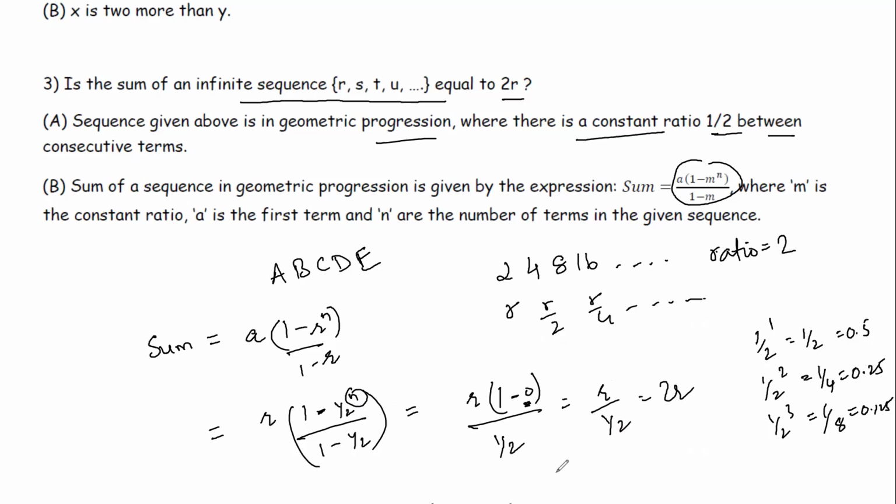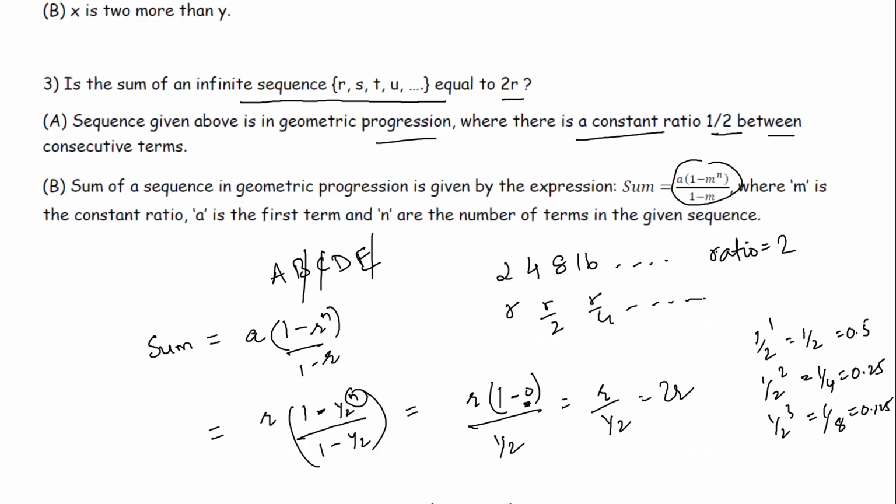So clearly, out here, the first statement gives us the answer. Are you with me? The first statement gives us the answer, correct? So B, C, and E are out. Are you with me? Okay. The sequence given is a geometric progression where there is a constant ratio half between consecutive terms. All right. So we do get the answer from the first statement.